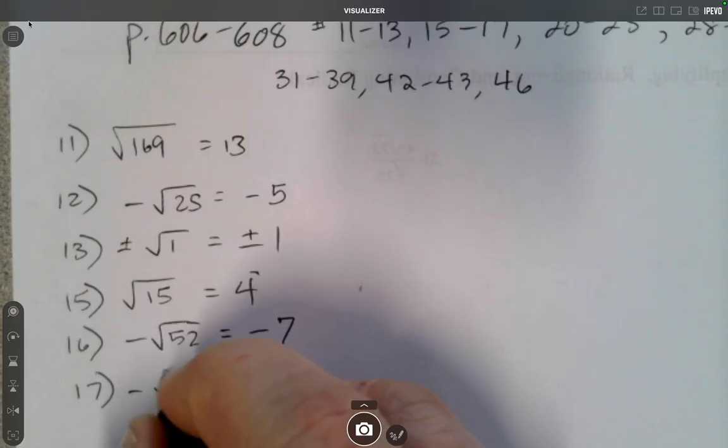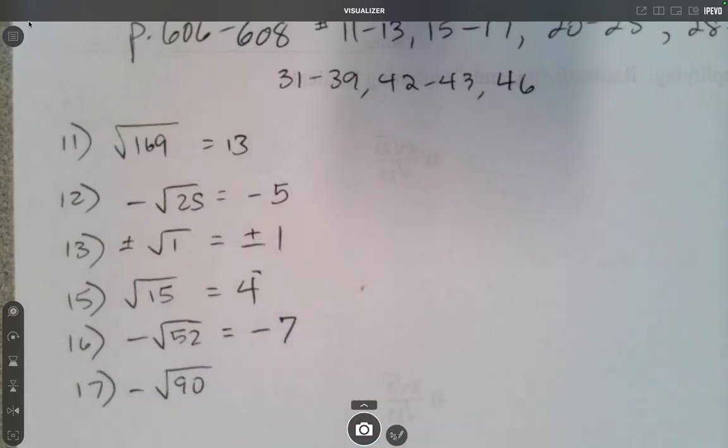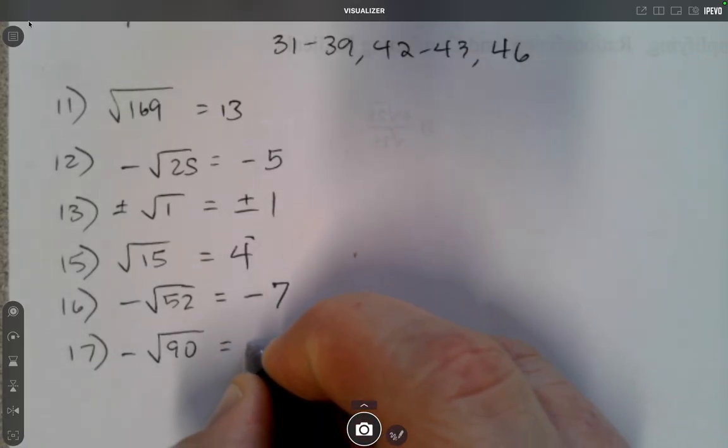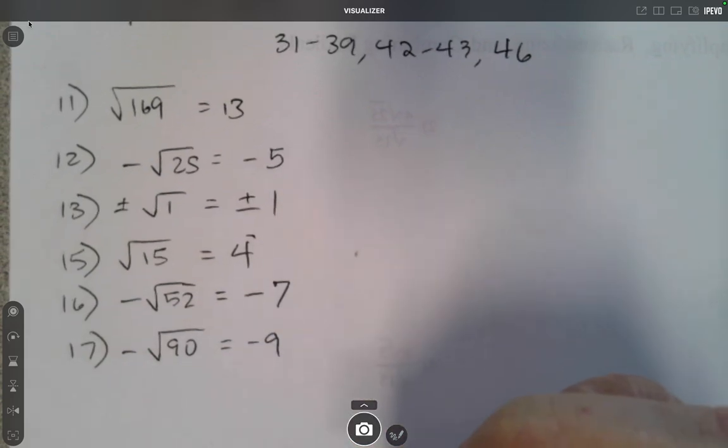17, negative square root of 90. Okay, so that's actually pretty close to both 81 and 100, but it's a little closer at 81. I won't have one that's that close to two of them because it's 9 away from 81. It's 10 away from 100. Mine will all be closer than that. But anyway, it's closest to 81, and the square root of 81 is 9, so our answer would be negative 9.